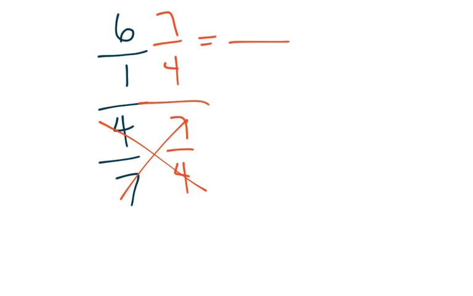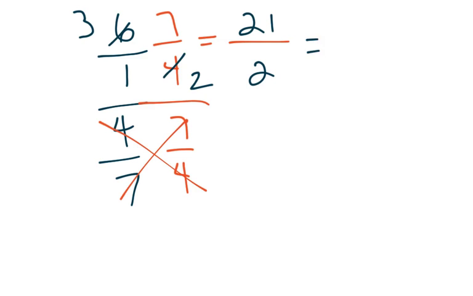6 and 4 are both even, so I could take half of each. So half of 4 is 2, and half of 6 is 3. And now I can multiply straight across. 21 over 2, because 3 times 7 is 21, and 1 times 2 is 2.